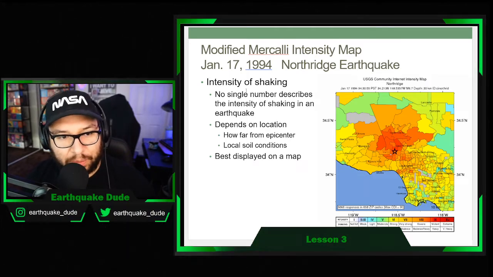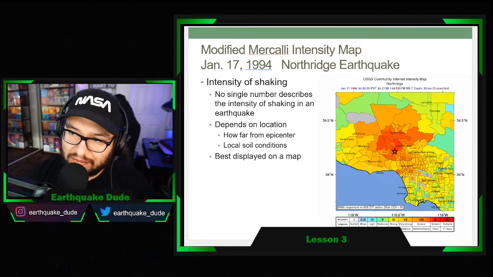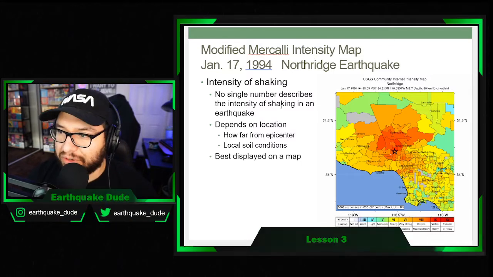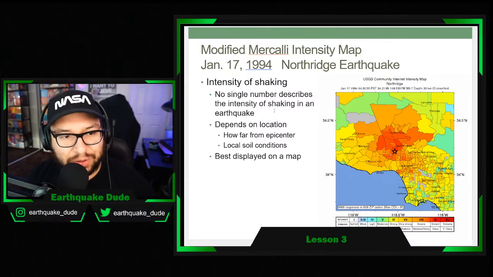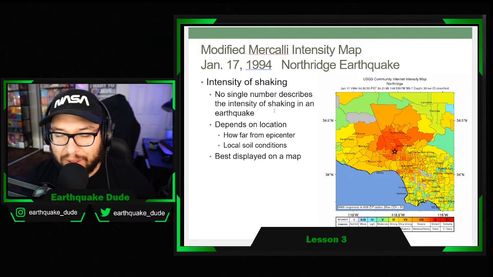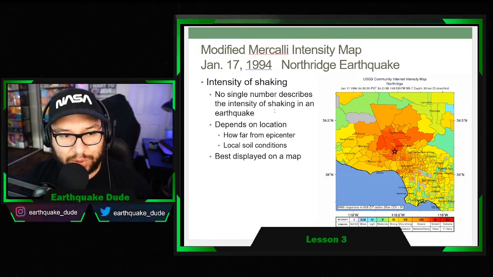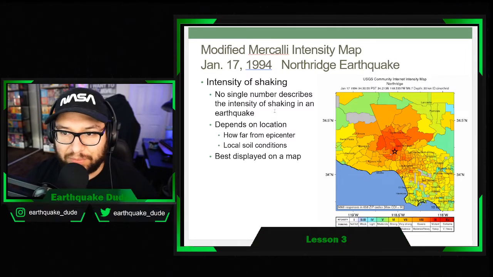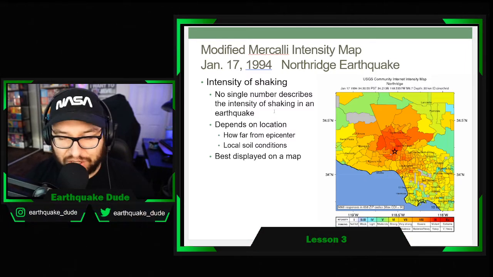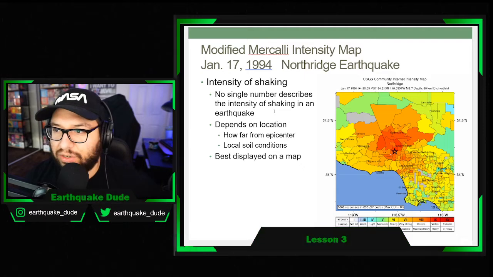But the only problem with the Modified Mercalli scale is that there is no single number that describes the intensity of shaking in an earthquake, meaning when you talk about the magnitude of an earthquake, you're not really getting that from the Modified Mercalli scale. You're just getting descriptive details of the shaking depending on its location, right?